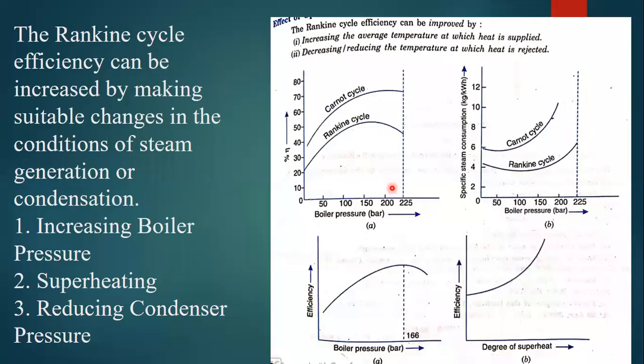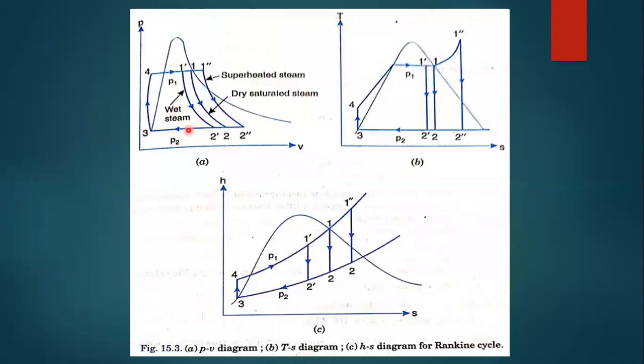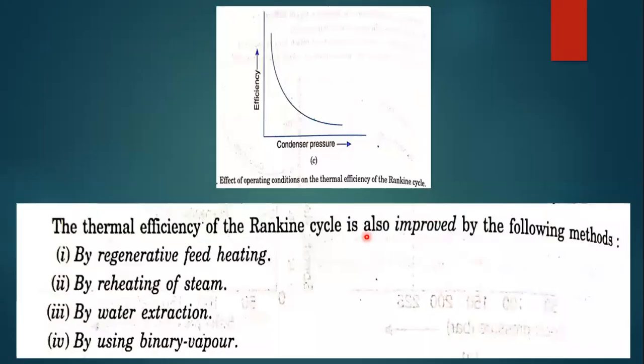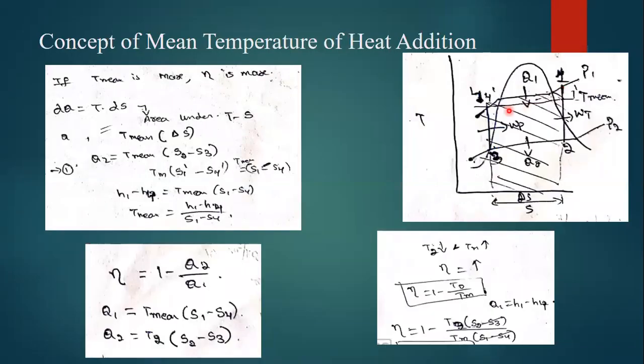We already derived all this, right? I hope you all understand. So whatever the Q1 here is, that is going to be T mean into S1 minus S4. Sorry, for enthalpies I am going to take H1 minus H4, that is equal to T mean into the change in entropy, S1 and S4. So it will become S1 minus S4.